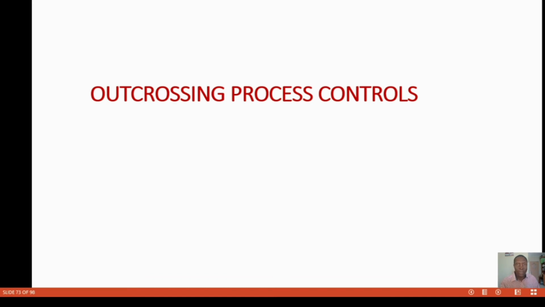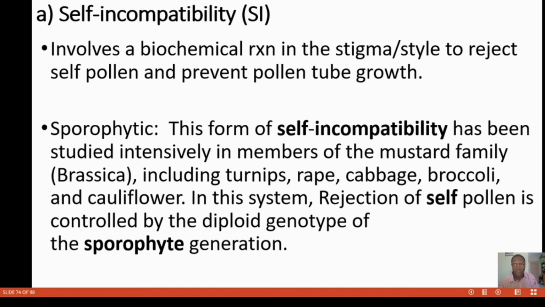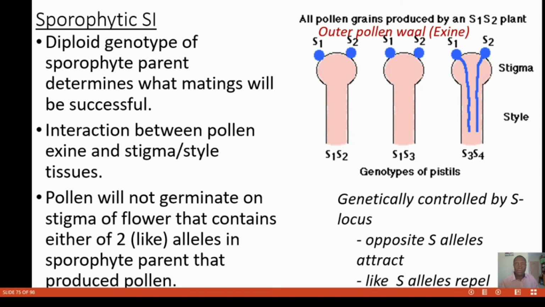Then we come to the outcrossing process controls. One of them is self-incompatibility. We may have sporophytic self-incompatibility, and it occurs in species such as the vegetables that are listed here. You can see. Then we have the gametophytic incompatibility.